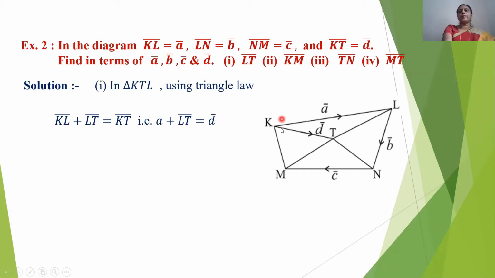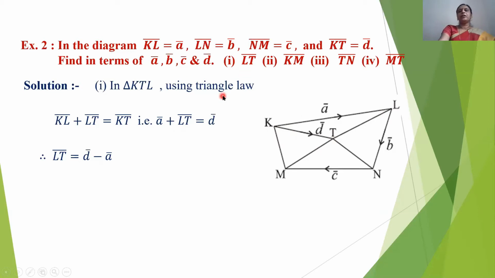Using triangle law of addition, KL plus LT can be written as KT. Using triangle law of addition, this KT can be written as KL plus LT. Then keep the value of KL, A bar, and value of KT, D bar in this equation. We will get A bar plus LT bar is equal to D bar. In the next step, you transfer this A bar to the right hand side. We will get LT bar is equal to D bar minus A bar. And first we have to find out.